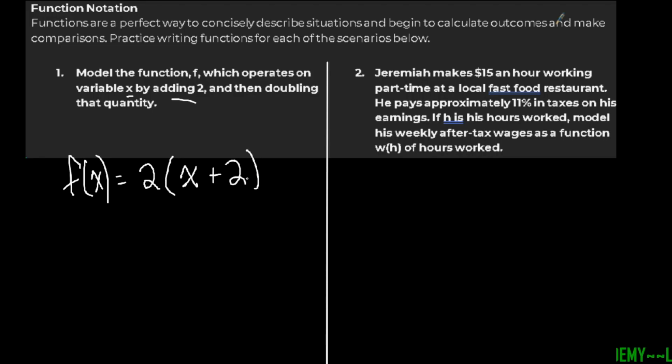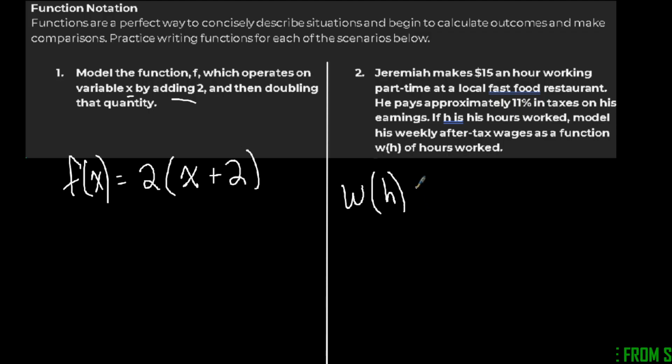All right, and then in number 2, it says Jeremiah makes $15 an hour working part-time at a local fast food restaurant. He pays approximately 11% in taxes on his earnings. If H is his hours worked, model his weekly after-tax wages as a function W of H of hours worked. All right, so a couple ways to write this, but I'm going to write it like this. Since it gives us what our function is going to be, it says W of H, so I'm going to say W of H.